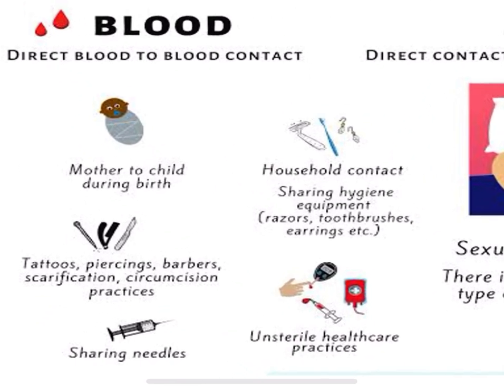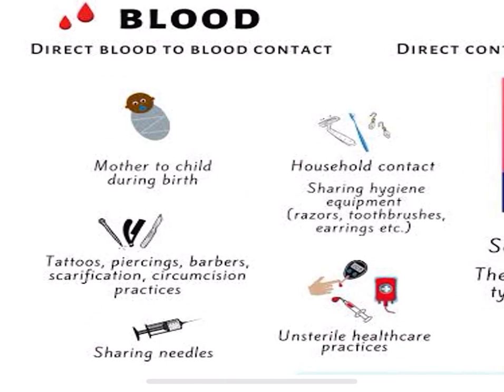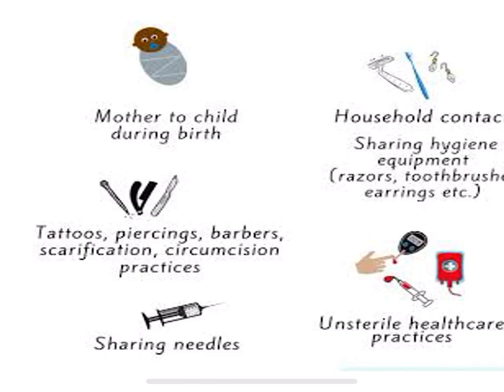So we have direct blood to blood contact, mother to child during childbirth, sharing the needles and syringes, tattoos, piercing. The barbers can transmit the infection. The blade can be used: if the blade has the blood of a previous person who is infected with hepatitis B virus, and now a healthy individual has come and the barber has used the same blade to shave the other person's head, that is how the hepatitis B virus infection will spread from one person to the other.